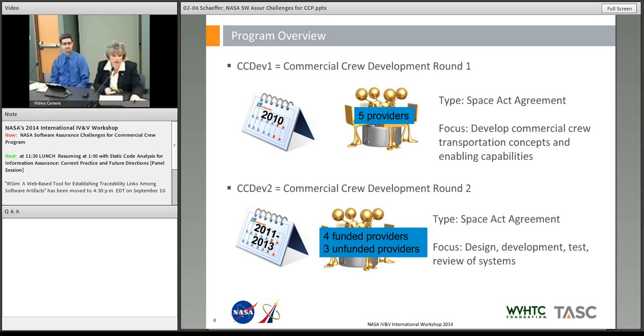But you'll notice in the center that for CCDEV1 there were 5 providers. Those are NASA-funded providers. At the bottom, it looks like there was an increase in the number of providers. However, there were only 4 who received funding from NASA. The other 3 continued their work, but under their own funding resource.